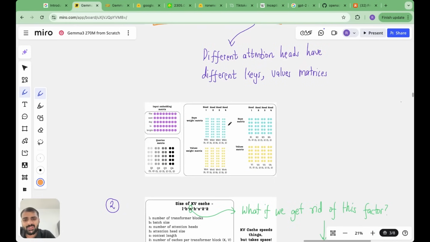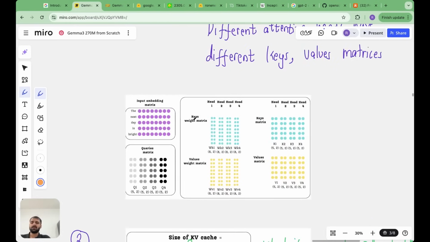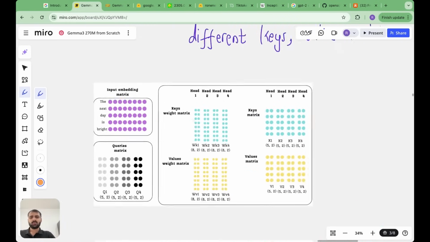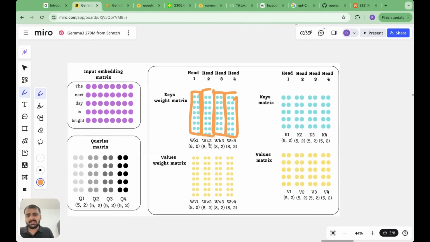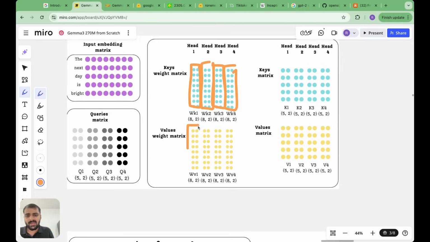In multi-query attention, a kind of trick is done to save computational cost. What is actually done is that the same content is shared across all the heads. So if you see, head 1 has the exact same values as head 2. Head 2 has the exact same values as head 3. Head 3 has the exact same values as head number 4. Similarly, for the values matrix also, head number 1 has the same values as head number 2, head number 2 has the same values as head 3, and head 3 has the same values as head number 4.